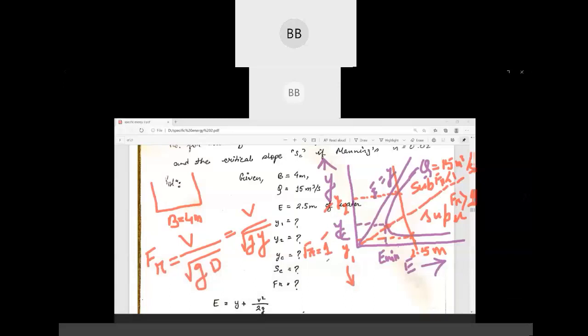So now we have to find the y1 and y2 values for which the energy is the same. Then we need to find the Froude number for both depths. Your y1 will be in supercritical and y2 will be in subcritical. So when you find the Froude number for supercritical, that means for the y1 value, it should be greater than 1. And for subcritical, the Froude number for the y2 value should be less than 1.